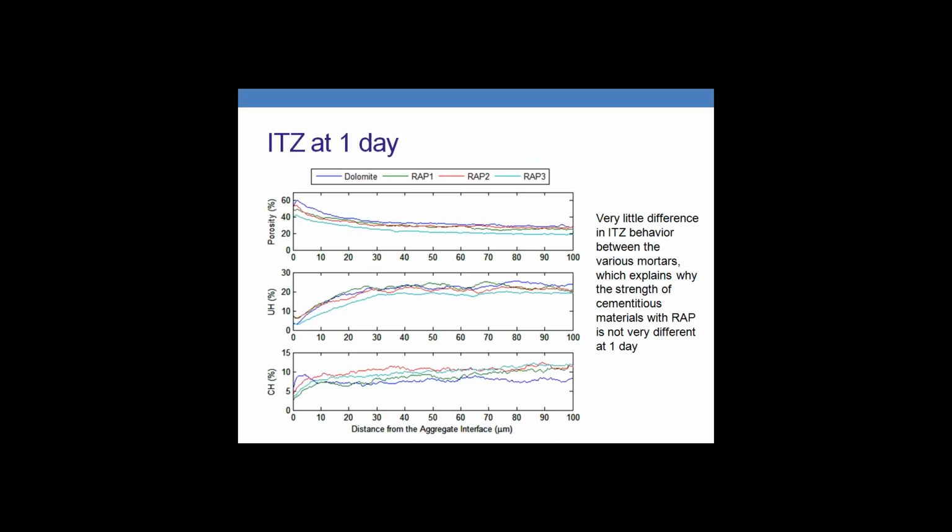Now here we have one day, with porosity, unhydrated cement, and calcium hydroxide. Each of these lines is the average of 50 to 60 or so images. We can see they're all following a pretty similar trend. Because we only use 50 to 60 images, if we did 4,000 images, everything should theoretically average out to be the exact same line. But we're trying to get a representation of the samples with 50 to 60 images. In the end, there's not a whole lot different between dolomite versus wrap.